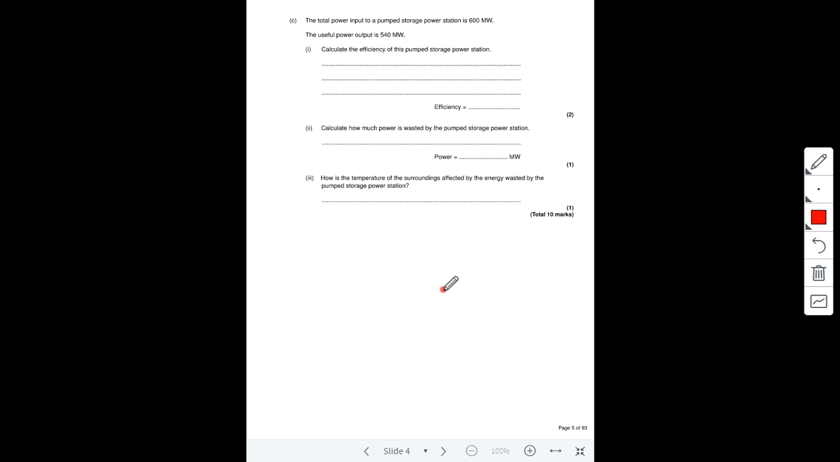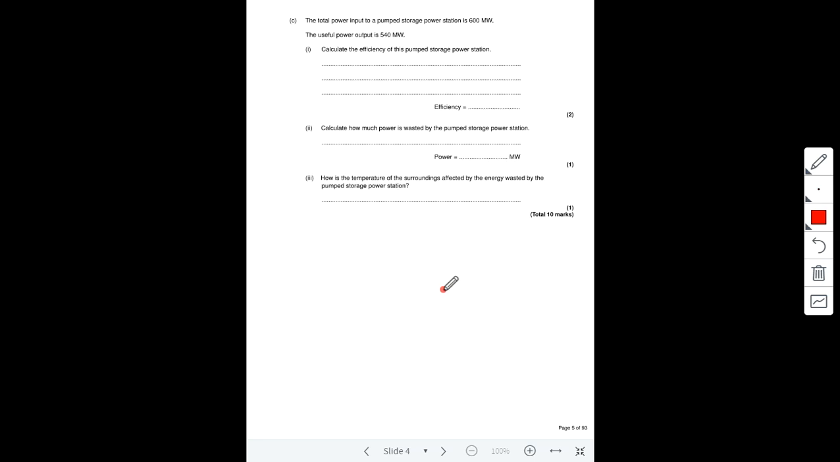Would the efficiency be 90? Efficiency is 90%? Yes, that's correct. Okay, now for the second part, calculate how much power is wasted by the pump storage power station. So you know the relation between them. How much is the wasted power? Would it be 60? Yes.